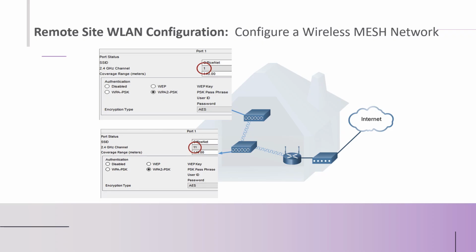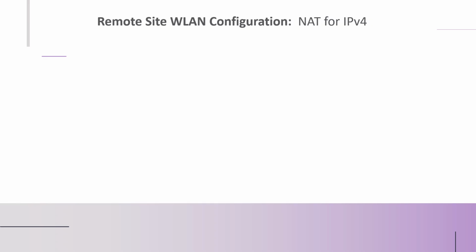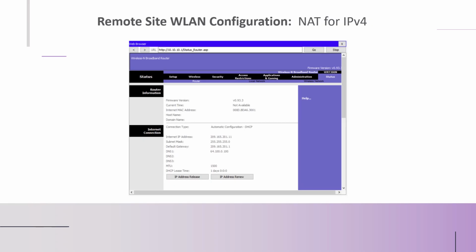And on a wireless router, if you look for a page like the status page, as it is shown here in this figure, you will find the IPv4 addressing information that the router uses to send data to the internet. You see the IP address 209.165.201.11, as is shown here, is a different network than the 10.10.10.1 address assigned to the router LAN interface.